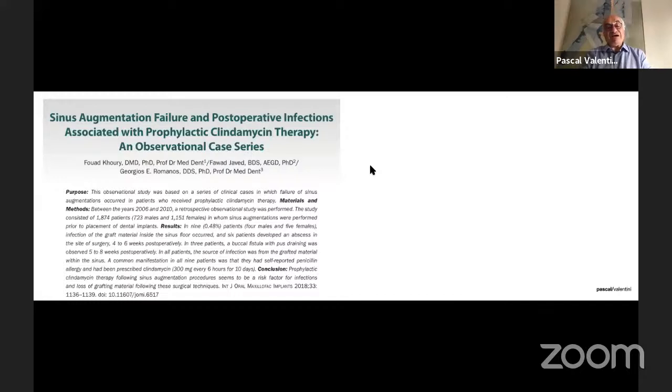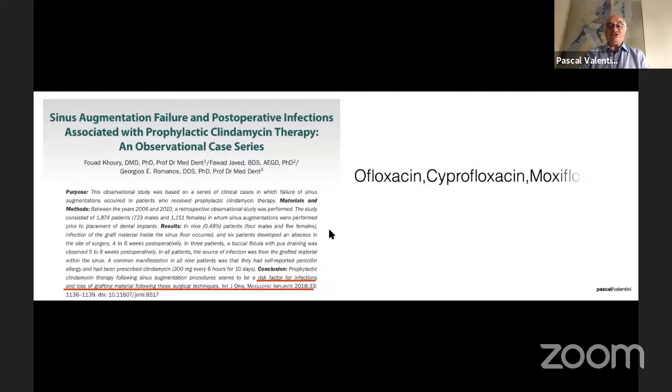Most of the time when we have patients who are allergic to penicillin, it is recommended in the literature to use clindamycin instead of penicillin as an antibiotic when we perform the sinus surgery. But according to this paper, we know that clindamycin is not a very good idea because the risk of infection is very high when we're using clindamycin in patients allergic to penicillin. So the recommendation is to use those antibiotics.